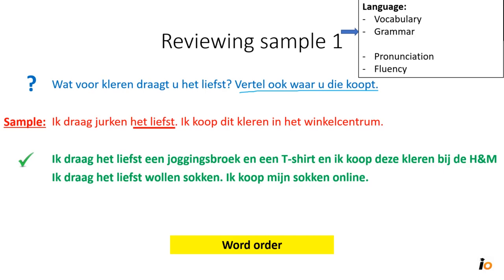Het liefst should come straight after the verb, just like you see in the ideal samples: "ik draag het liefst." You see, het liefst is immediately after the verb. So there we can learn from the ideal samples that this should be coming straight after the verb draag. Then there's also a mistake with a demonstrative.